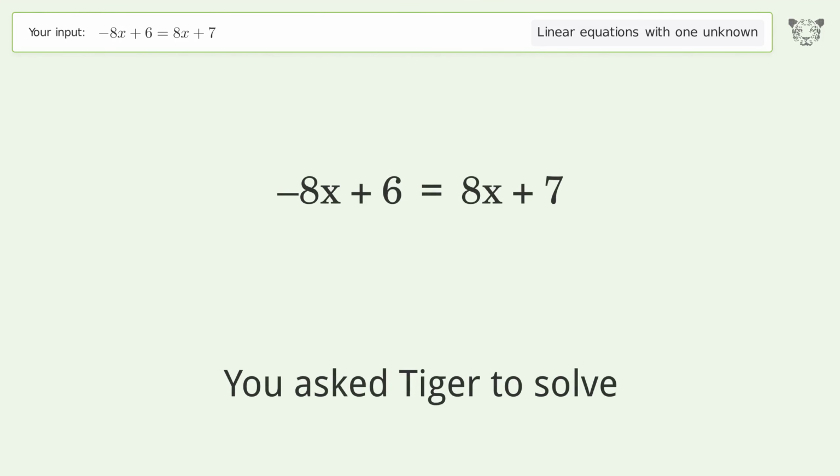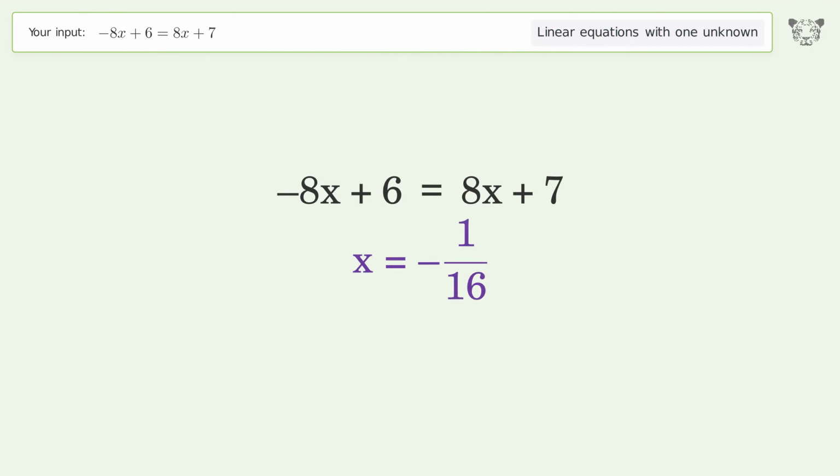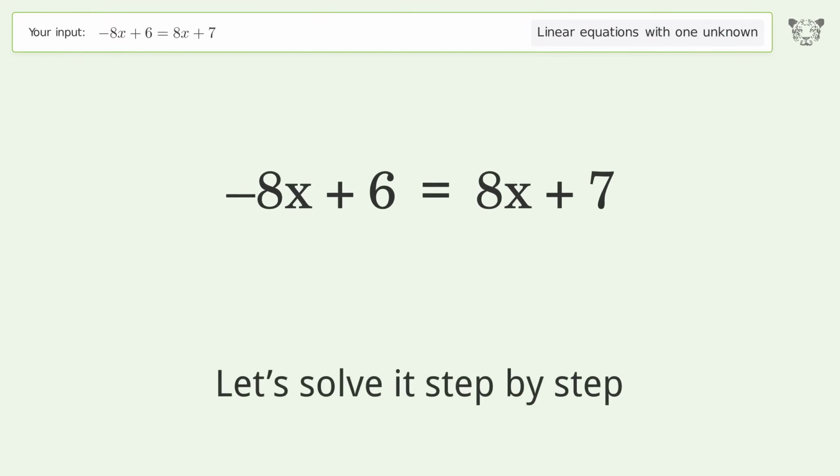You ask Tiger to solve this. This deals with linear equations with one unknown. The final result is x equals -1/16. Let's solve it step by step.